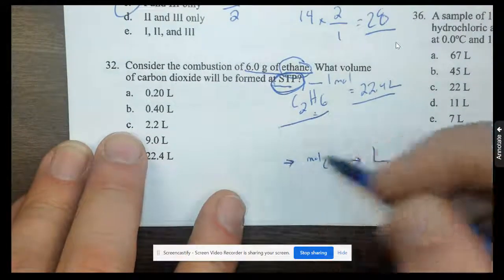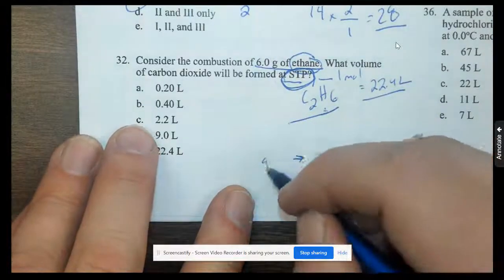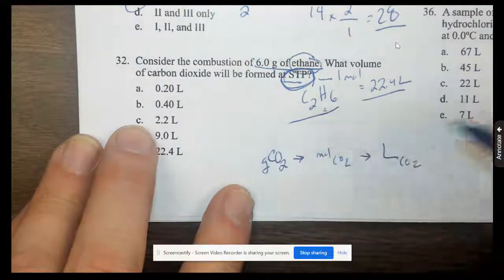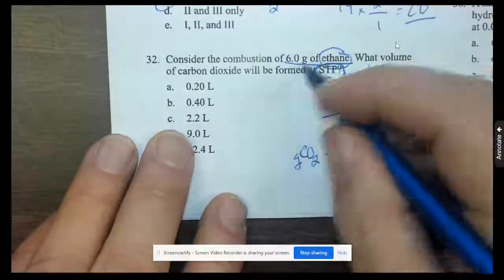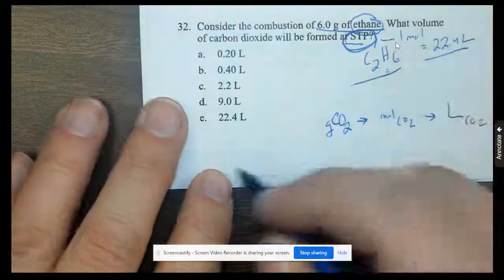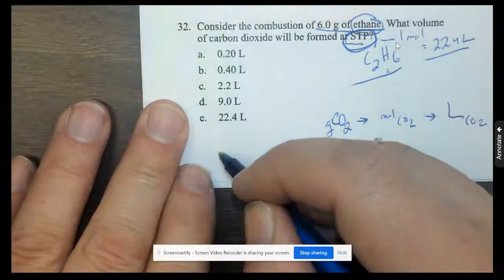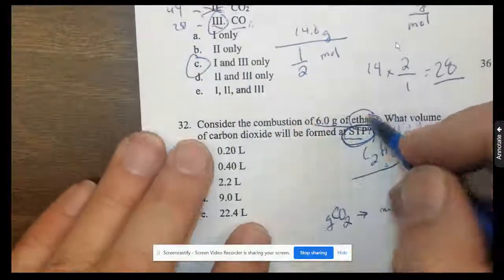And I know I can get moles of carbon dioxide if I know my number of grams of carbon dioxide. All right? And I can get there from the ethane. Now, this is going to be interesting. It'll push you a little bit. The first thing I'm going to do is write a balanced reaction.